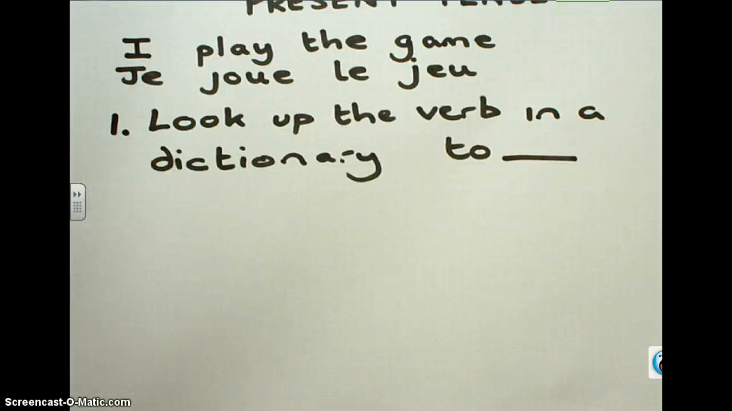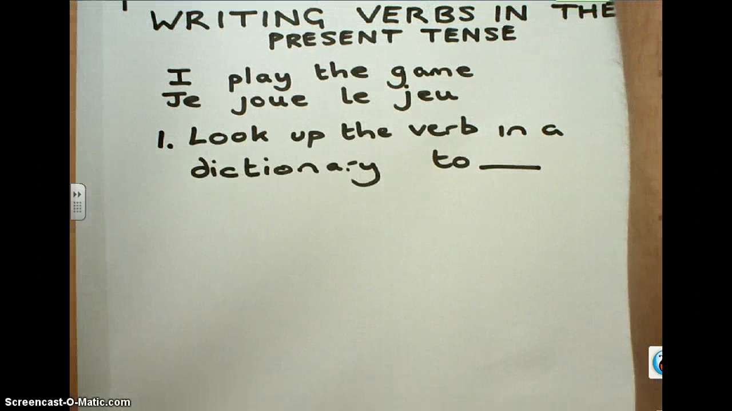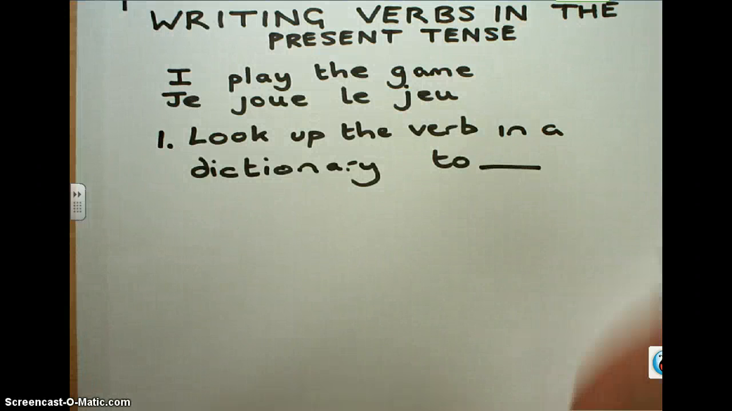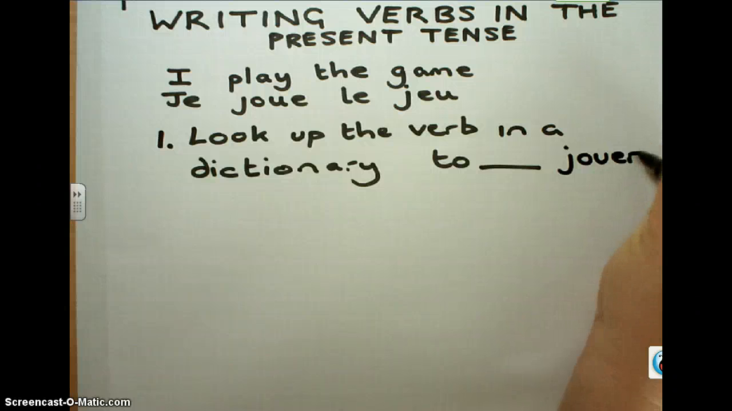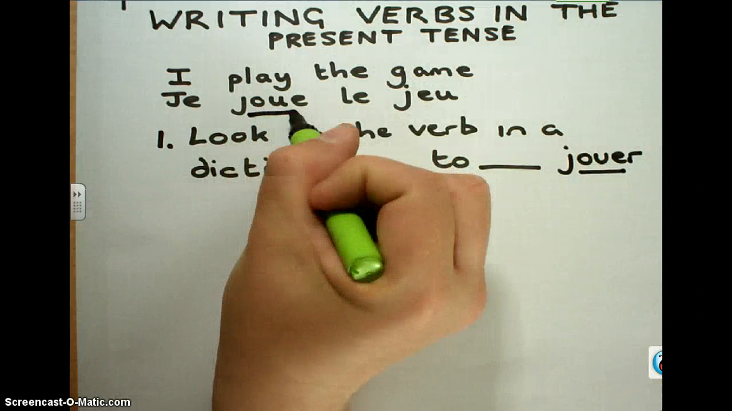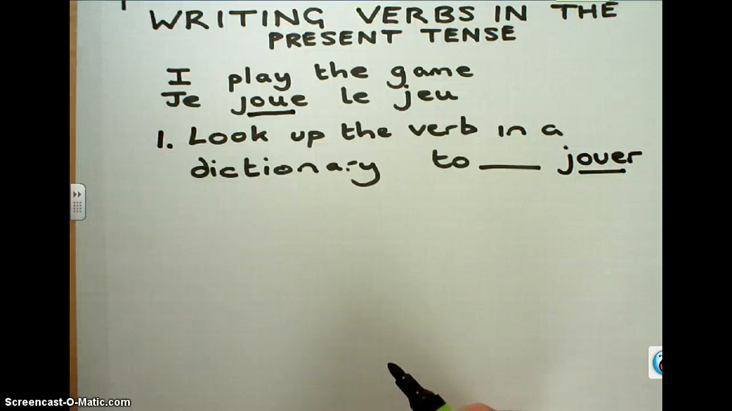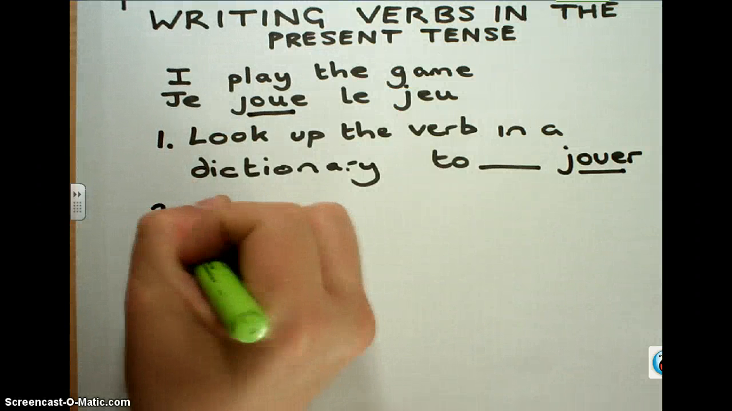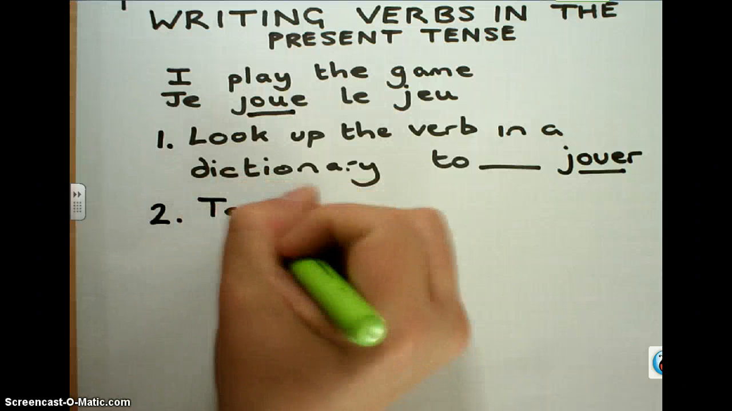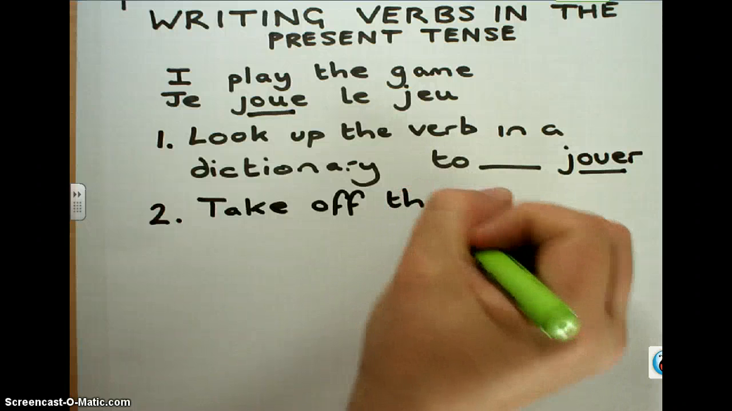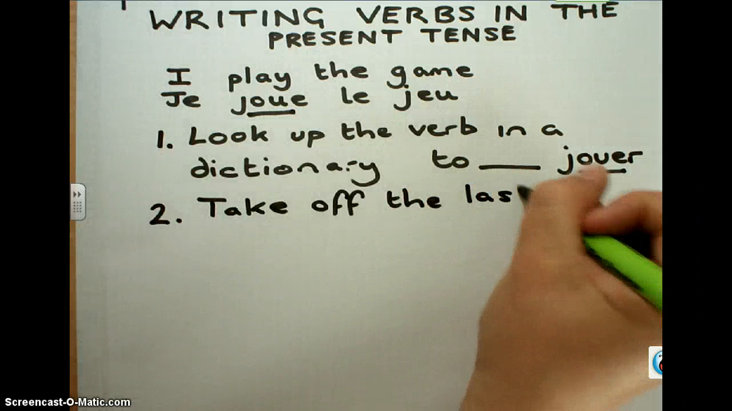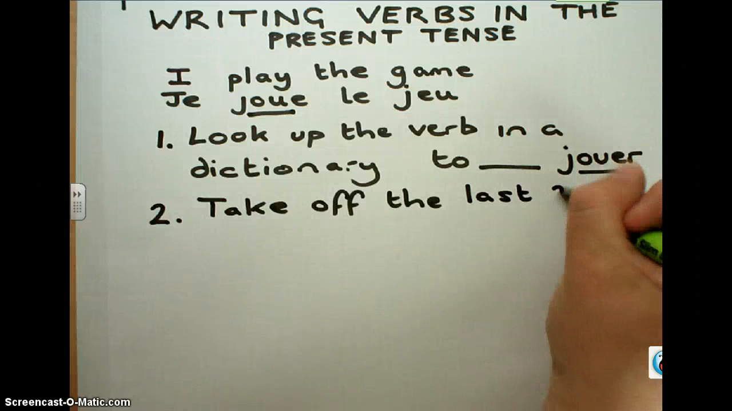Now, if we return to our page, we've looked up the verb to play, and in this case, that verb, as we said, is jouer. So how do we get from jouer to joue? Step 2 is the easy step. And that is, we take off the last two letters. That's why we call this group of verbs ER verbs, because they are the last two letters.